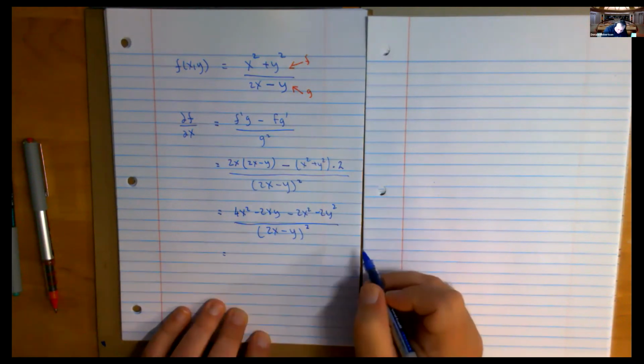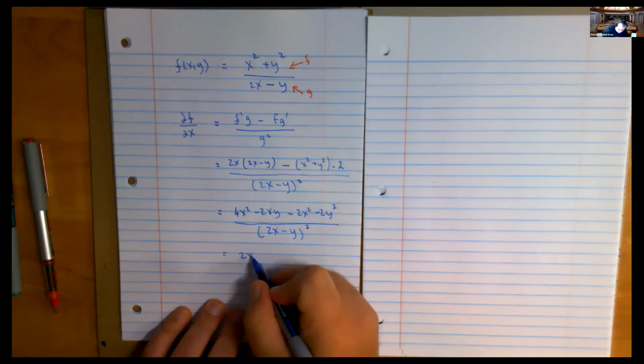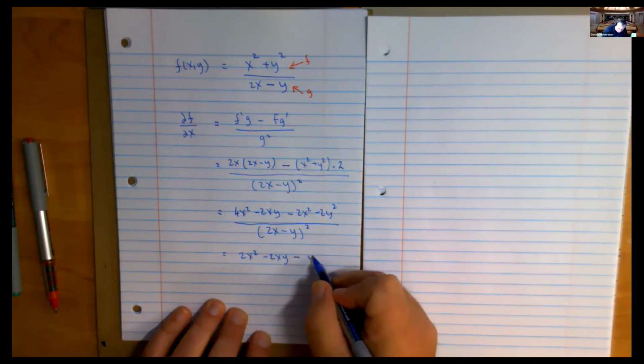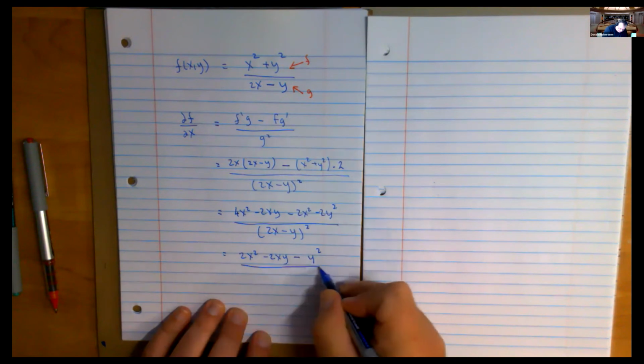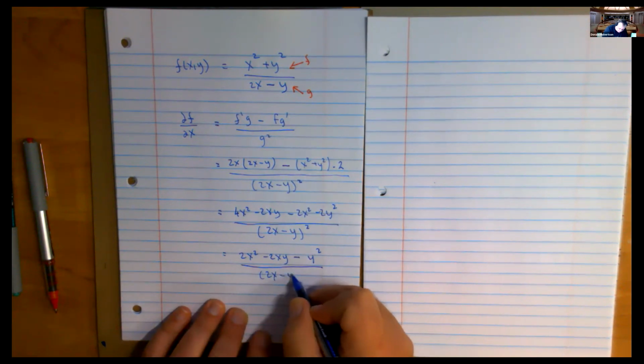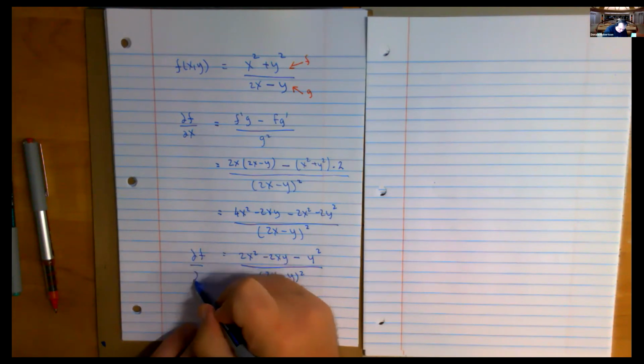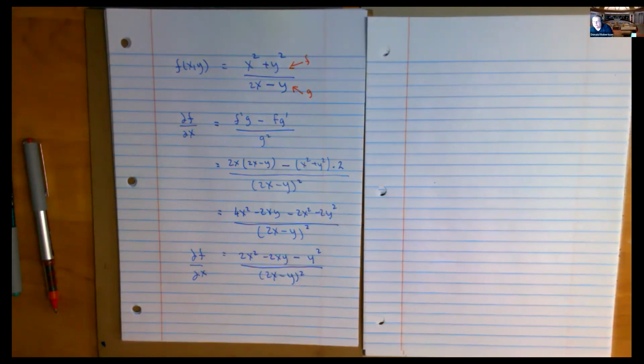And what does that look like when I've finished? It looks like 2x squared, take away 2xy, subtract a y squared, all over 2x take away y squared. And I don't think I can do much better. That's probably as good as it's going to get. Comfortable then with the quotient rule? Product rule, we've done a lot, chain rule. So let's try this one then.